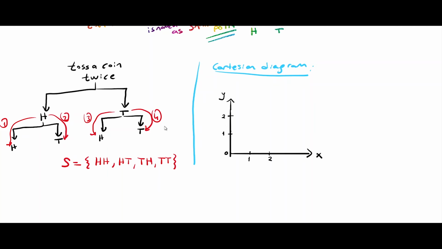Listing by numbers enables us to illustrate the sample points in a Cartesian diagram. Now let's put the sample points in the Cartesian diagram. First we put 0 1, meaning tails and heads, and then 1 0, meaning heads and tails, and then tails and tails as 0 and 0. Lastly, we put heads and heads in the Cartesian diagram as 1 and 1.